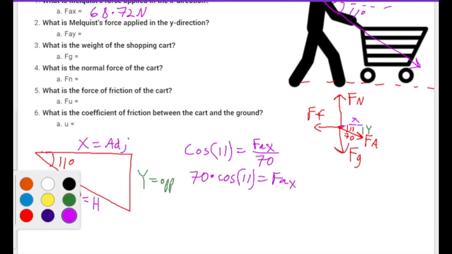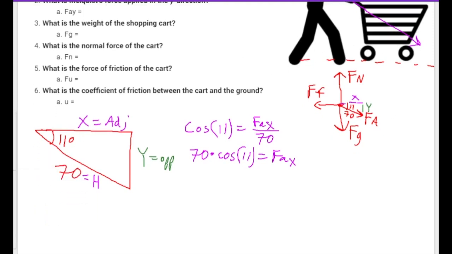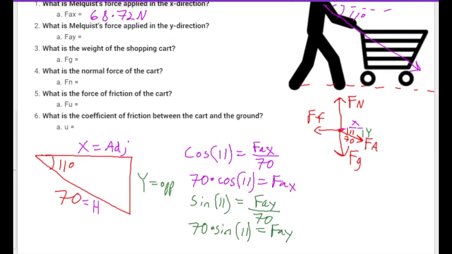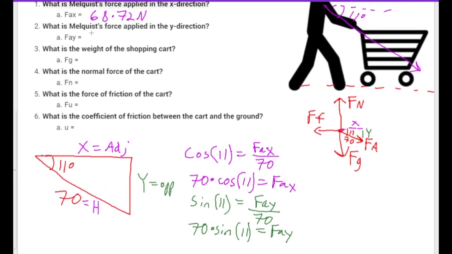All right, so number two. Number two says, what is Mr. Melquist's force applied in the y direction? So I need to do the same thing, except this time it's the opposite side, so I'm going to use sine. So I have sine of 11 is equal to force applied in the y direction, divided by my hypotenuse, which is 70. Multiply 70 over, I get 70 times sine of 11, and that is equal to force applied in the y direction. I do some algebra, and I find out that the force applied in the y direction should be 13.36 newtons.